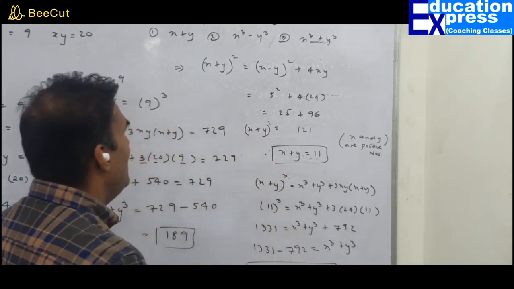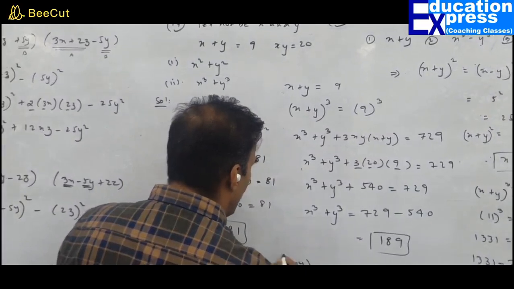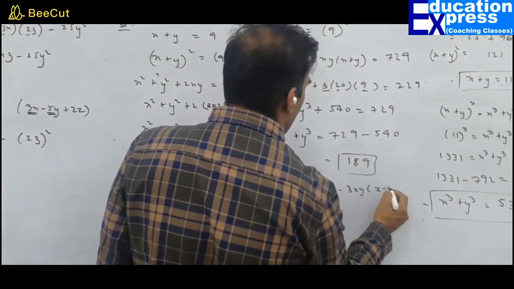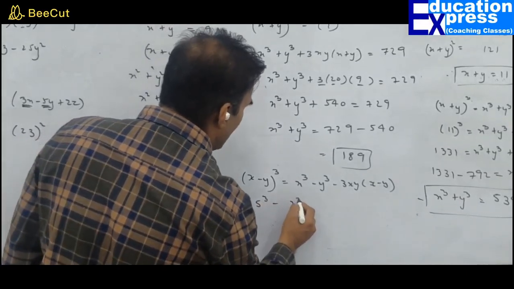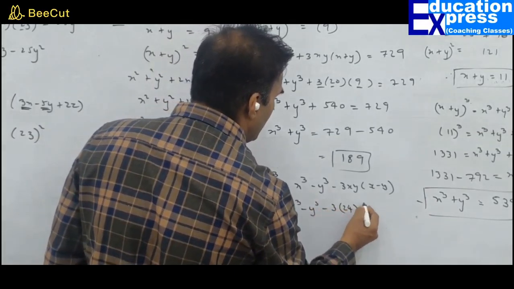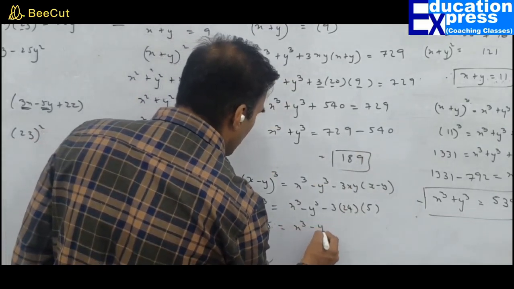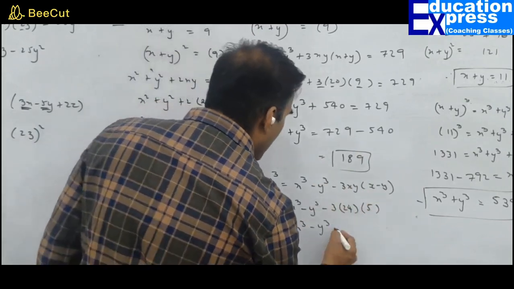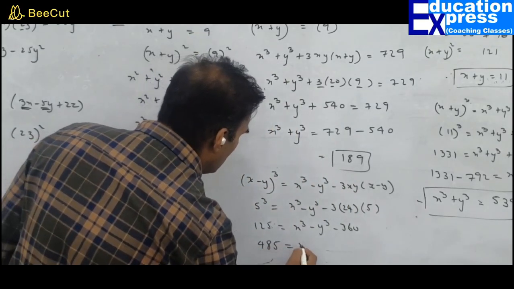Same way we can find the value of x cube minus y cube. How so? (x minus y) the whole cube would be x cube minus y cube minus 3xy (x minus y). Substitute the values. X minus y is 5. 5 cube equals x cube minus y cube minus 3 times xy times (x minus y). What is the value of xy? 24. What is the value of x minus y? 5. So all the values are substituted. 125 plus, 24 into 5, 120, 120 into 3, 360. 360 added to this, it becomes 485 equals x cube minus y cube.